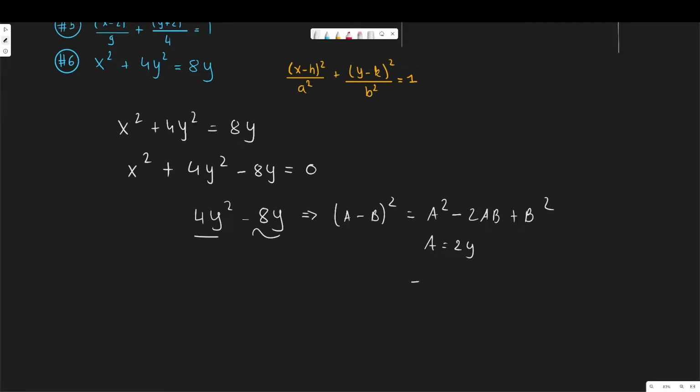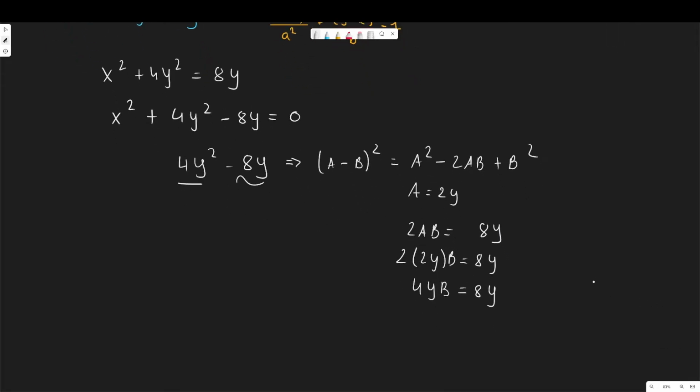And next we have that negative 2ab is the same as negative 8y. So if you multiply by -1, the negative signs will cancel. And we know that a is equal to 2y, so let's fill that in. So 2 times 2 is 4. Then we get 4y times b is equal to 8y. If we divide both sides by y, the y's will cancel, and we'll get that 4b is equal to 8, or b is equal to 8 over 4, which is the same as 2.